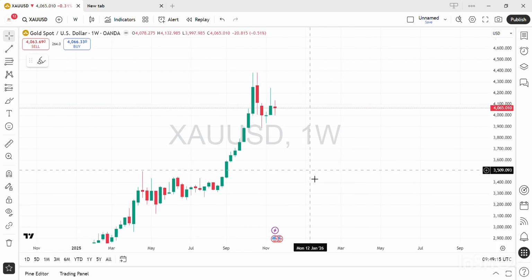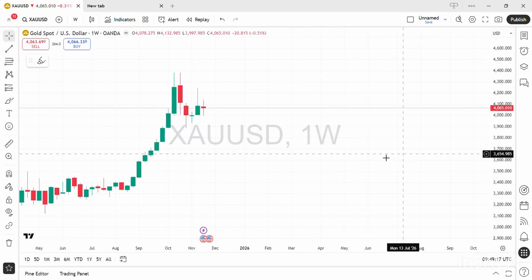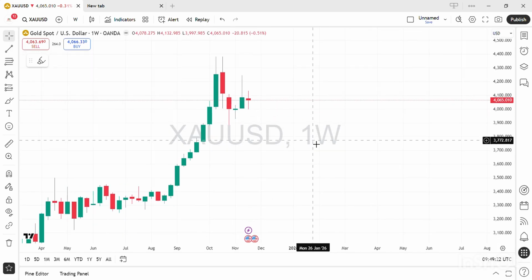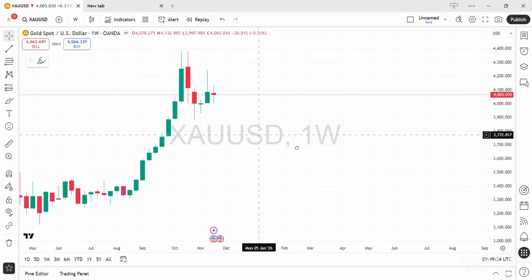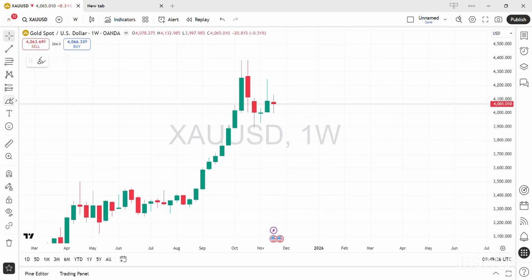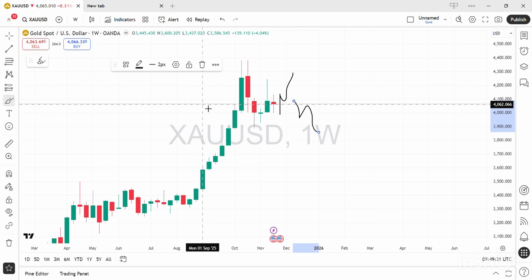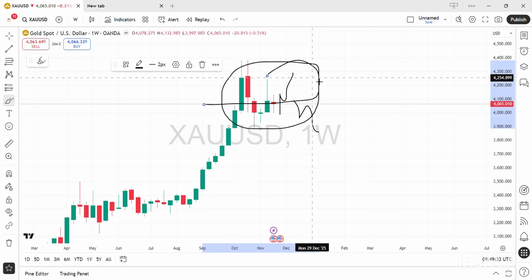So basically this is a chart of gold according to 1 week candle, and according to 1 week candle there is no proper setup here. I mean you cannot tell that the market will go up or the market will go down because there is no proper setup on this zone. So let's try to move on a different time frame.